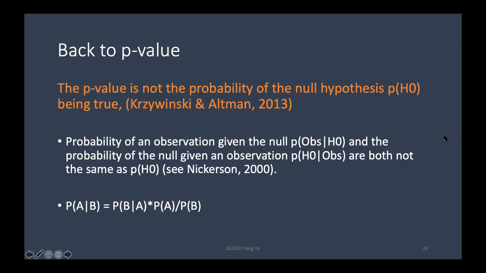Okay, and if you're familiar with Bayesian estimations of probability, you would know that probability of A given B equals probability of B given A times probability of A divided by probability of B. So in this case, we're interested in the probability of the null hypothesis being true, which is P of B. Okay?